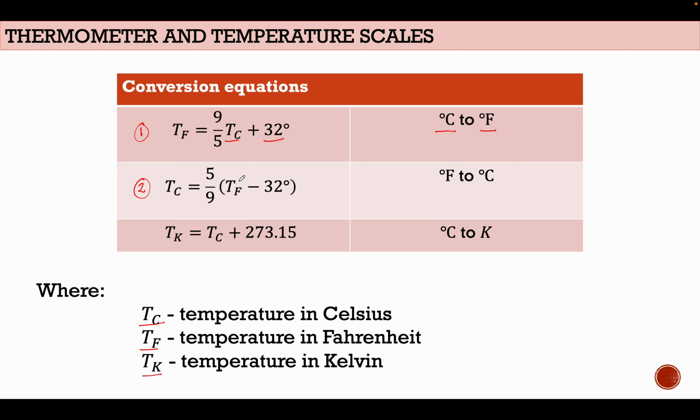So again, it is different from equation number 1. In equation number 2, we need to get the difference first, or we need to subtract 32 from T sub F first before multiplying it by 5 over 9. Again, it's different if we multiply first T sub F by 5 over 9 and then subtract 32 degrees. We will arrive at different answers.